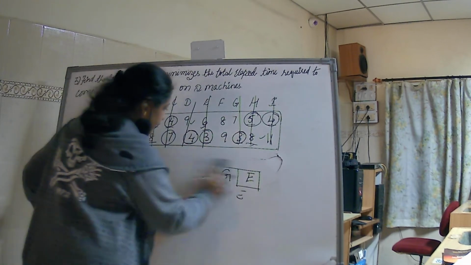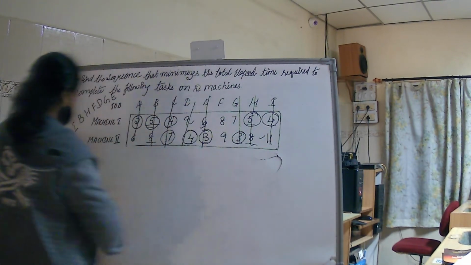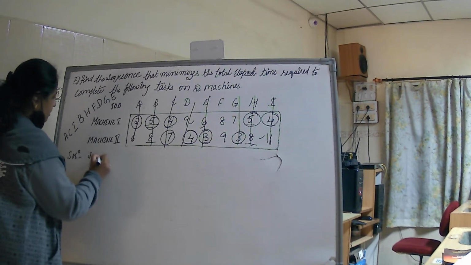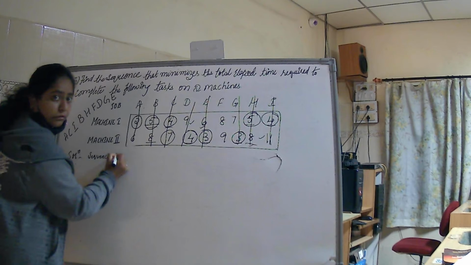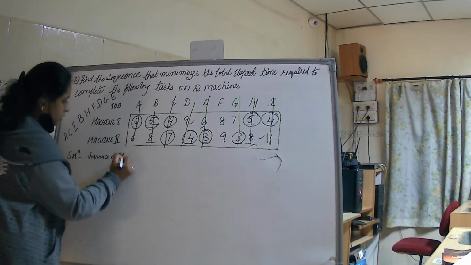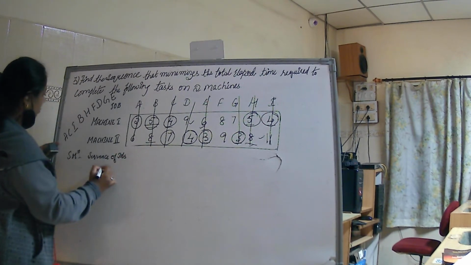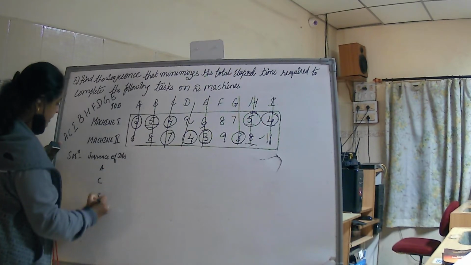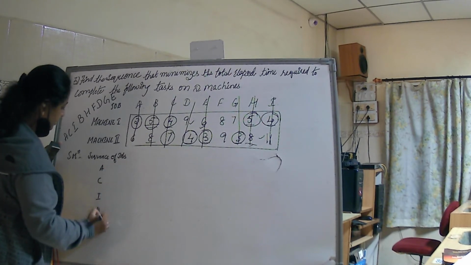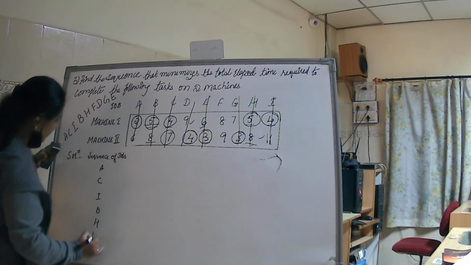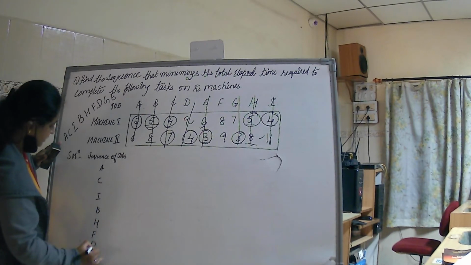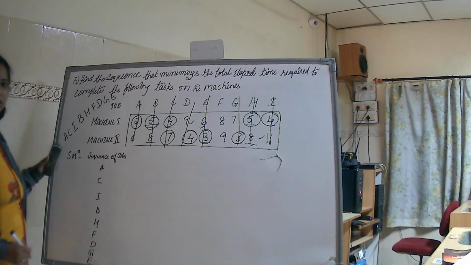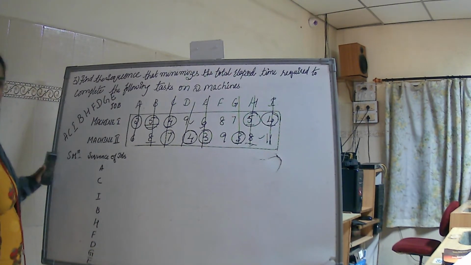Let me build the table for this problem. First the sequence of jobs. The order here is A, C, I, B, H, F, D, G and E. So this is the order which is given.